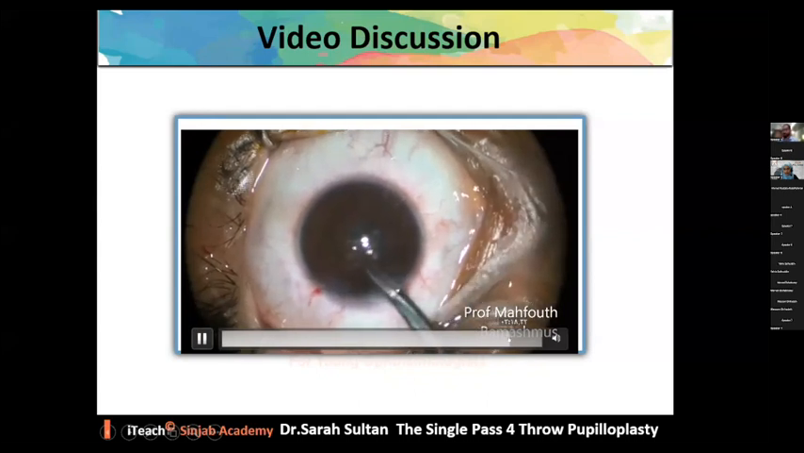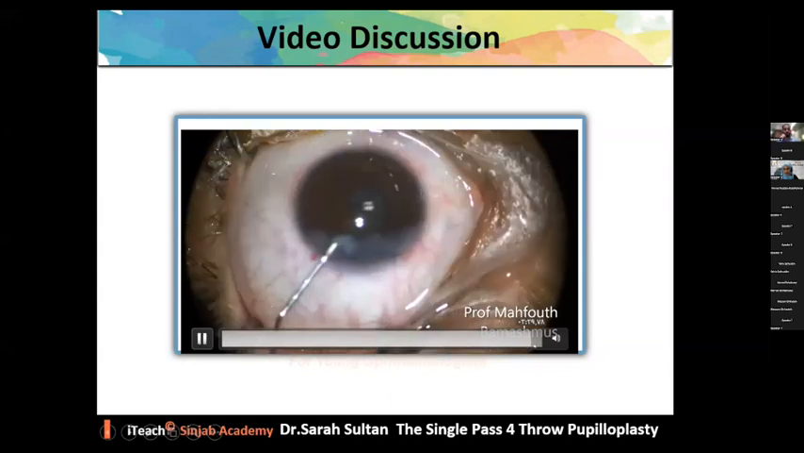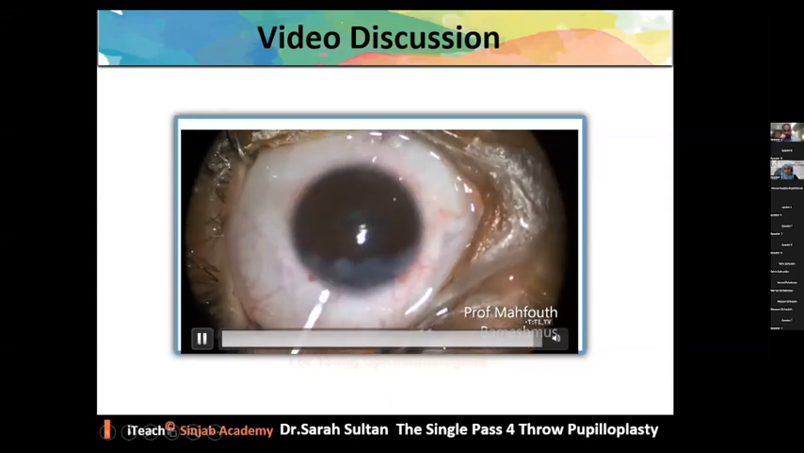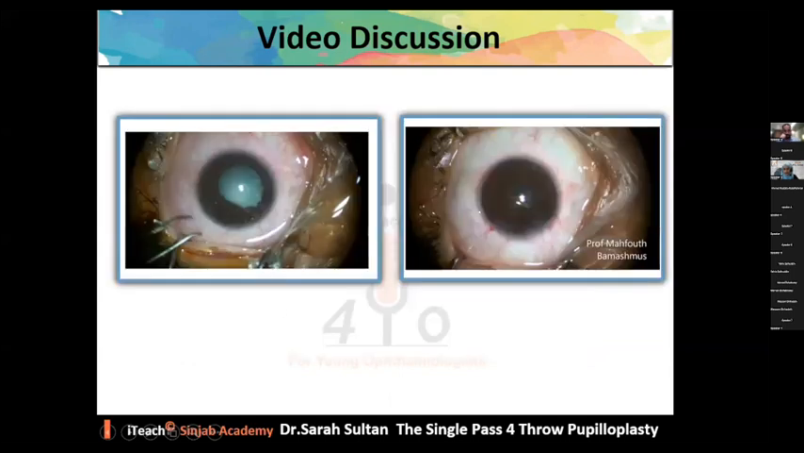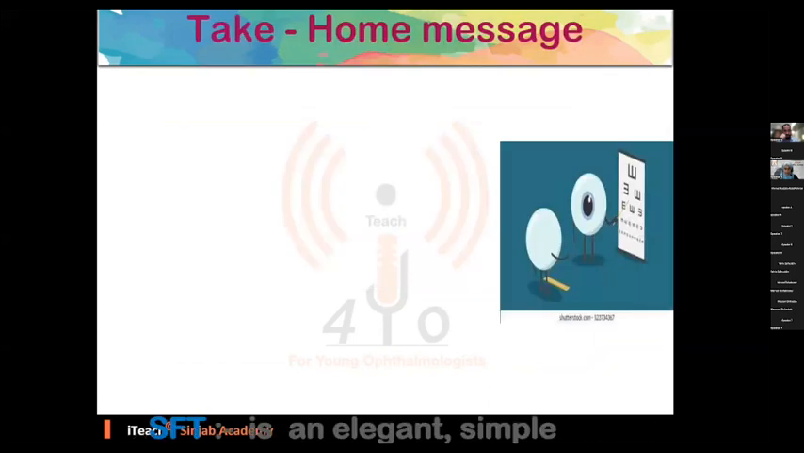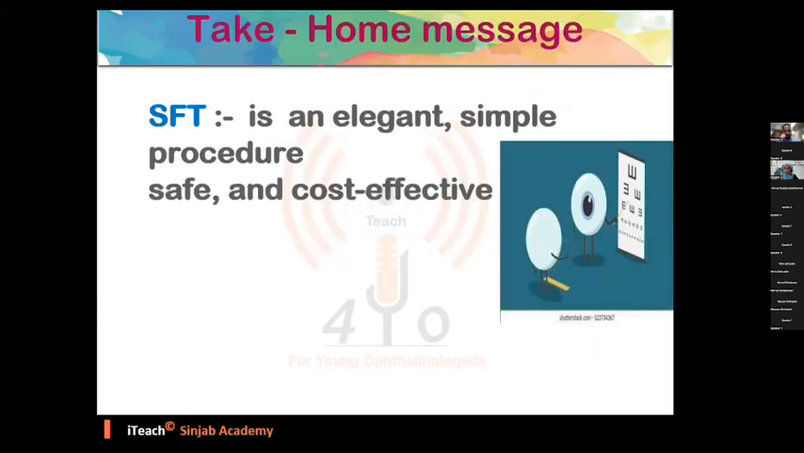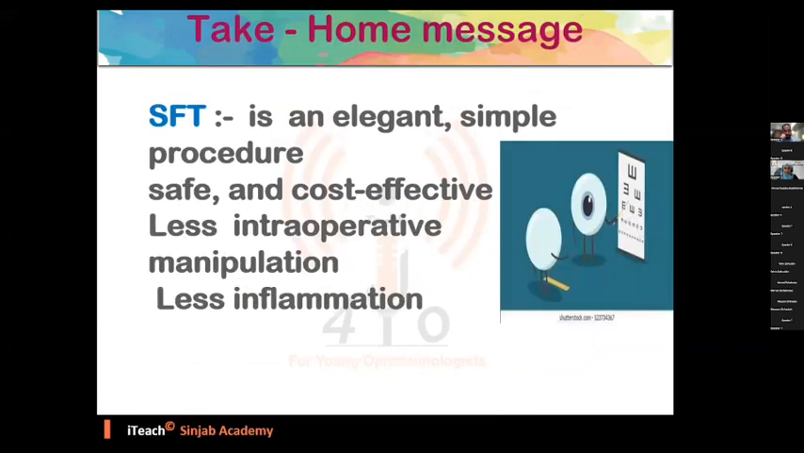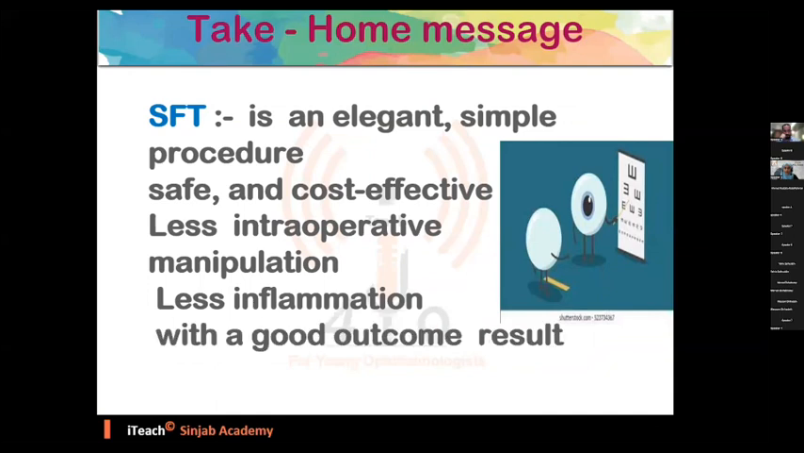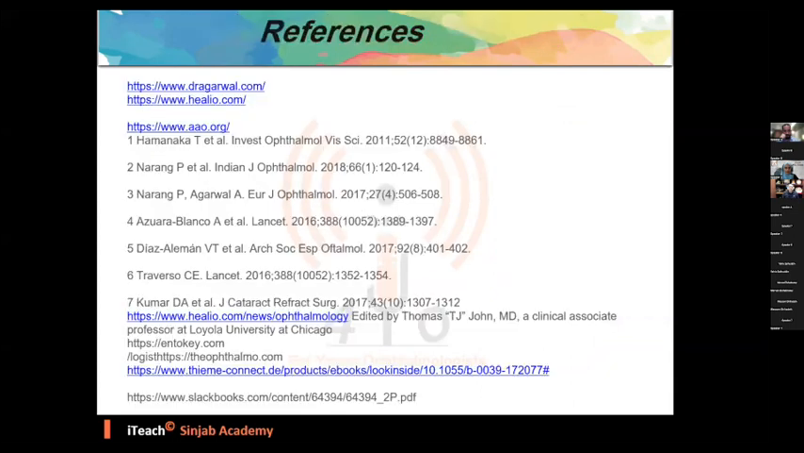Cut it with microscissors and finally close the eye. This is preoperative and this is postoperative: a round, beautiful pupil with a simple procedure. Take-home message: SFT is an elegant, simple procedure, safe and cost-effective. Less intraoperative manipulation, less inflammation, with a good outcome. These are my references, and thank you for your attention.